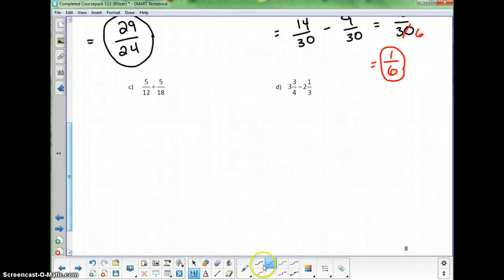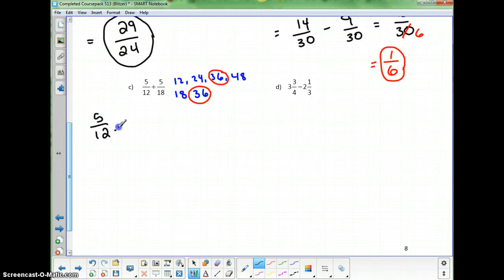Okay, 12 and 18. Let's see if we can find that common denominator. So 12, 24, 36, 48, and let's go down to 18. 18, the next one I think is 36, and that's going to be our repeat. Alright, so we're going to multiply the first fraction by 3 on top and bottom, and the second fraction by 2 on top and bottom.